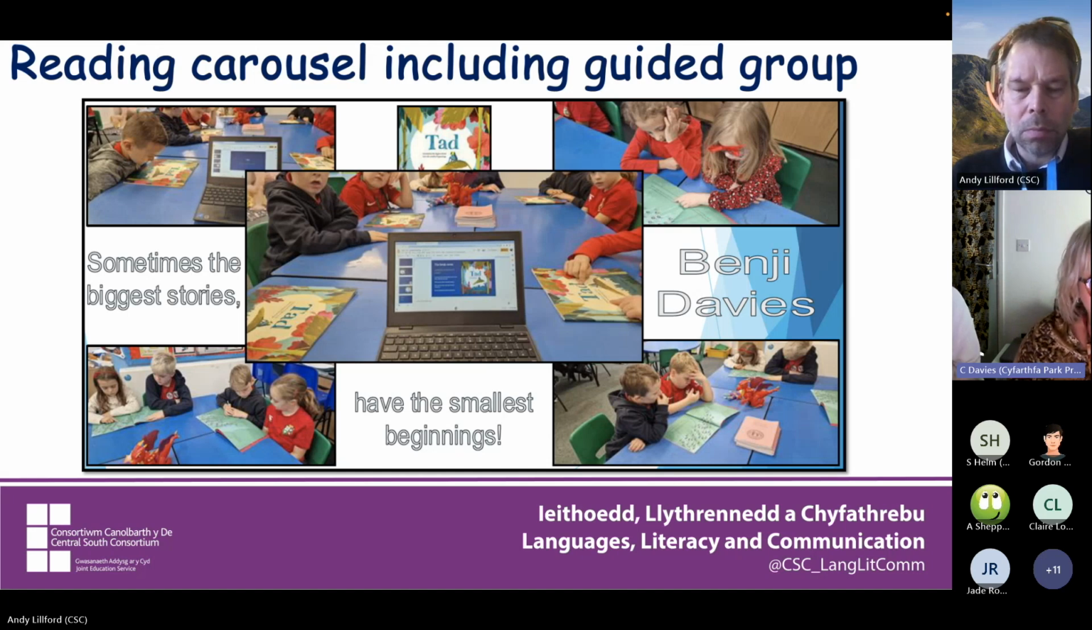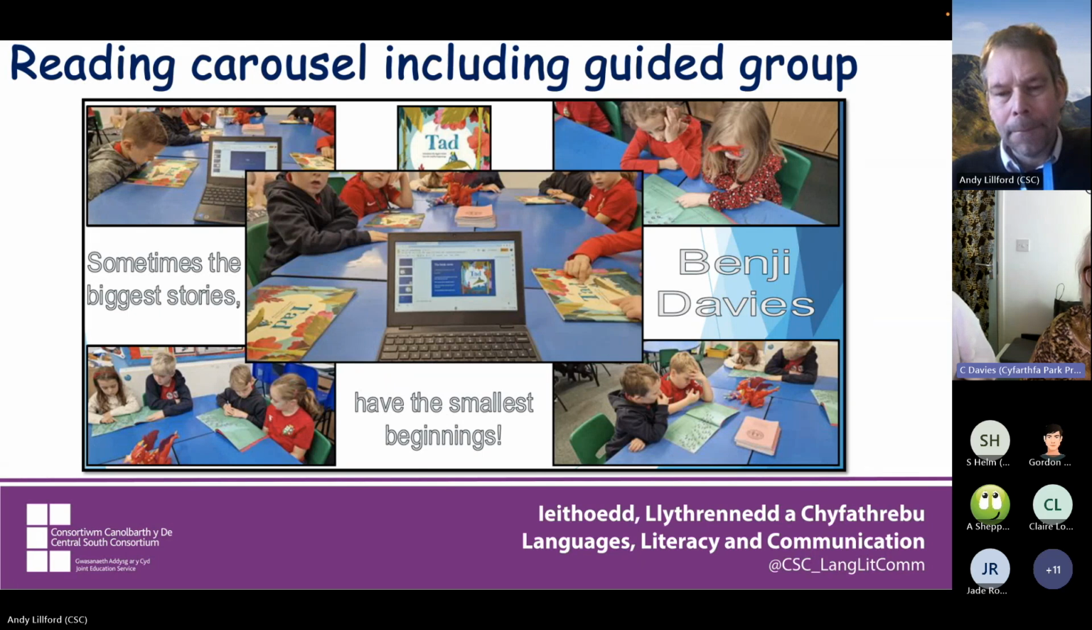Ready? Okay, so I'm going to talk to you now about how we do our guided reading sessions. As Claire mentioned, they take place from nursery all the way up to year 6. They do take place in foundation learning, but from year 2 all the way up to year 6, the guided reading session is part of a reading carousel that takes place for about 20 minutes each day. The guided reading session with an adult makes up one component of that carousel.